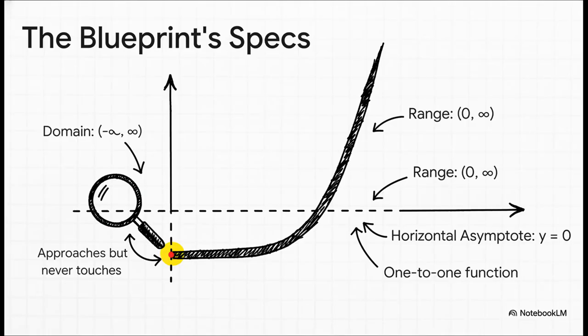That's it. Now, what's really cool is that this original blueprint has fixed rules. Think of them like factory settings. The domain just means it goes on forever to the left and to the right. The range means it only exists above the x-axis. And get this, it will always cross the y-axis right at the point (0, 1). And it gets super close to the x-axis. That's the line y equals 0, but it will never, ever touch it. That line is its horizontal asymptote, like an invisible floor.